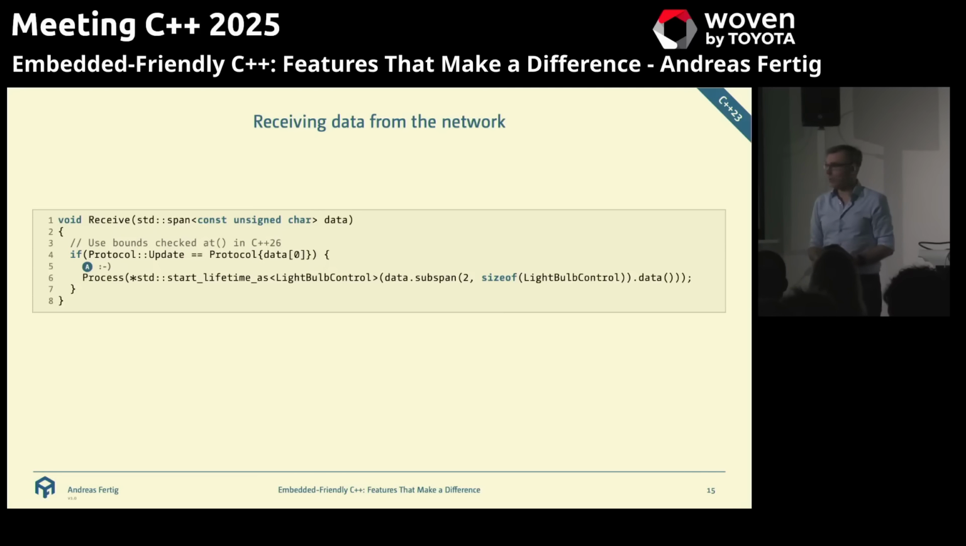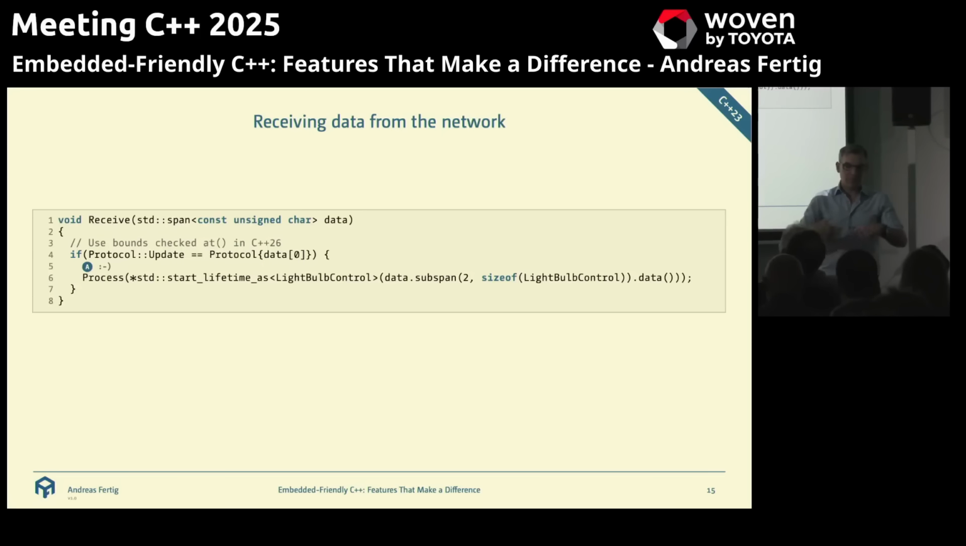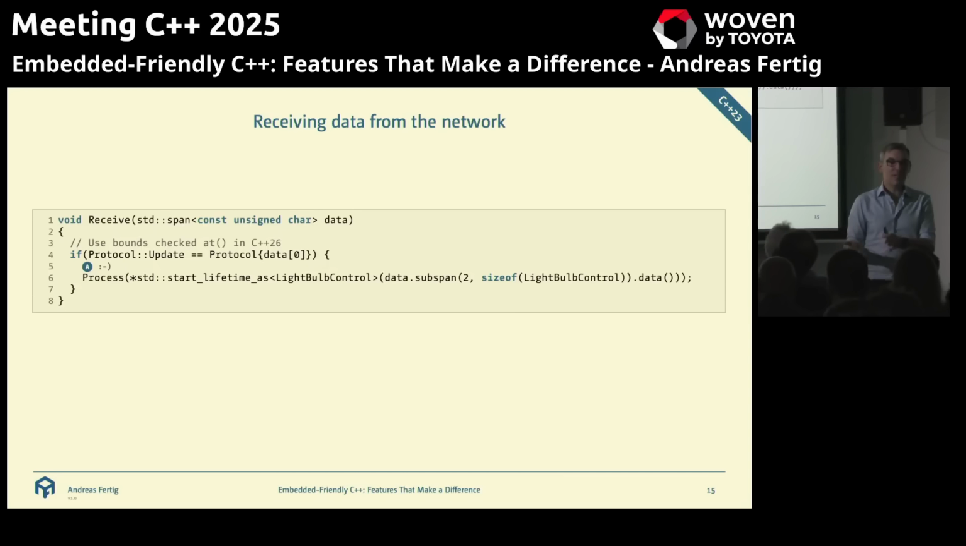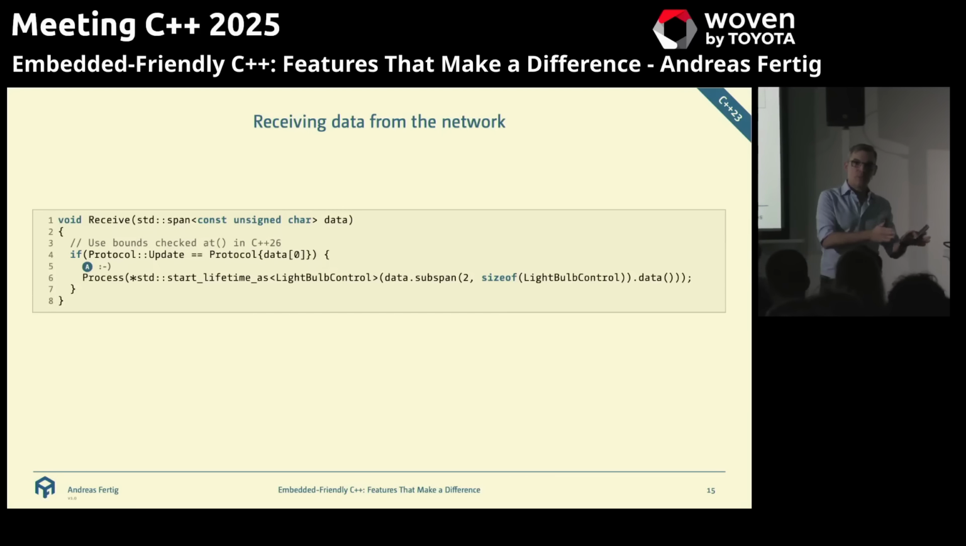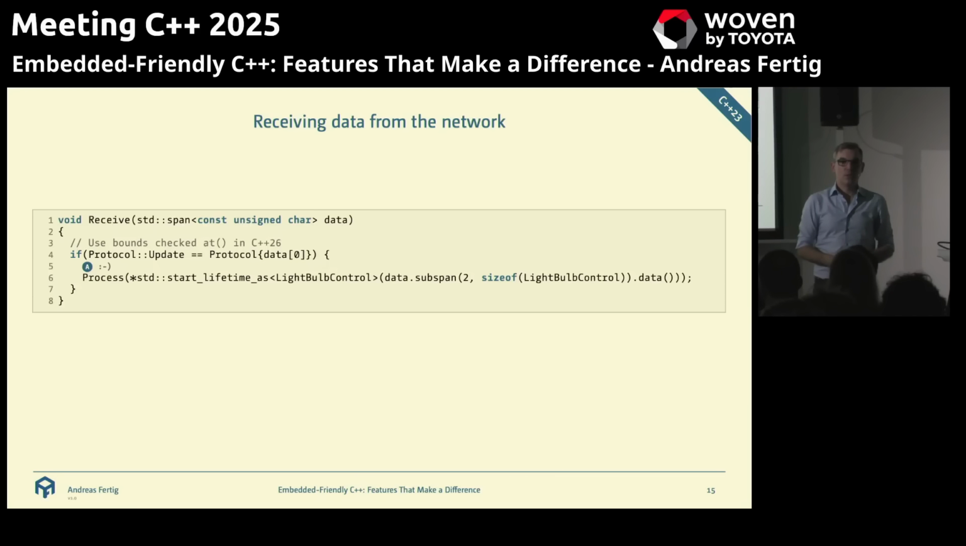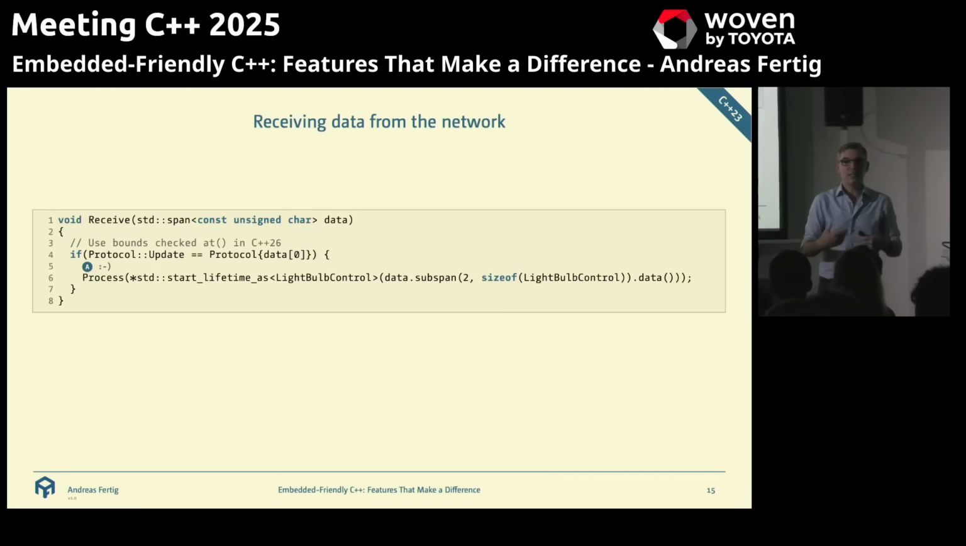There are, again, certain limitations to that, so it has to be trivial and so forth. You can't have virtual member functions in there and other things, but this helps you to get from one representation to the other one. So we can, for the first time, implicitly start the lifetime of such a light bulb control object at a place where other data already exists and reuse the bits and bytes that are already there. And with that, you can achieve a 0 copy version here.